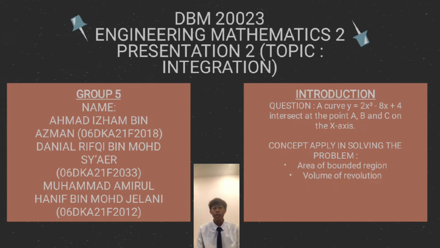So we get 2x to the power of 4 over 4, minus 8x squared over 2, plus 4x. And then we substitute x with 1.675. So we insert 1.675 in the equation: 2 bracket 1.675 bracket to the power of 4 over 4, minus 8 open bracket 1.675 close bracket squared over 2, plus 4 open bracket 1.675 close bracket.